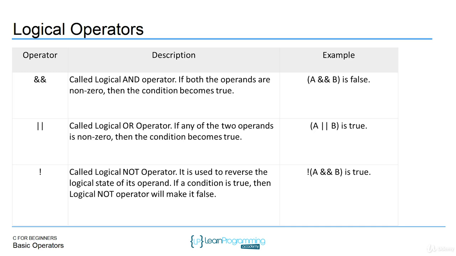And then the logical NOT operator, which is the exclamation point, just reverses the logical state of its operand. So if the condition is true, it is going to return false. So if you say not A with the exclamation point and A was true, A is false. If you put the not outside of parentheses, whatever A and B evaluated to, it's now going to evaluate to the opposite. So let's again look at some examples in Code::Blocks.